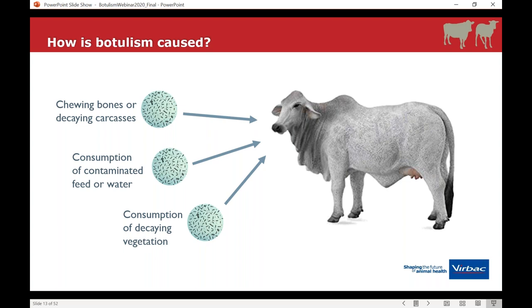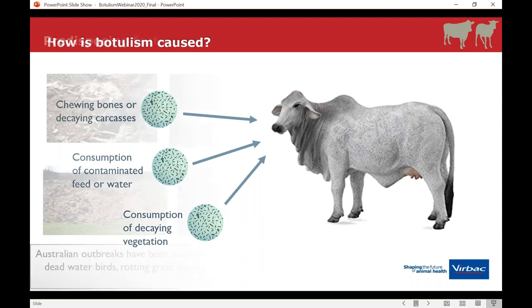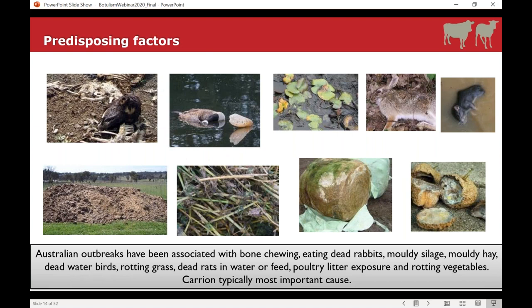So botulism is normally caused by cattle eating botulism toxin that has already formed in the environment, and that toxin can often be found in bones or decaying carcasses. It can be in contaminated feed or water, or, often not known, it is also in decaying vegetation, so plant material. It doesn't have to be animal material. If we have a look at a graphic of some of the places where botulism toxin might be found, the one in the left-hand corner is by far the most common, just a dead carcass, an animal as it's decaying. That can occur in watercourses, where ducks can certainly die from botulism, contaminating the water source, but as I mentioned, it can also be from vegetable matter.